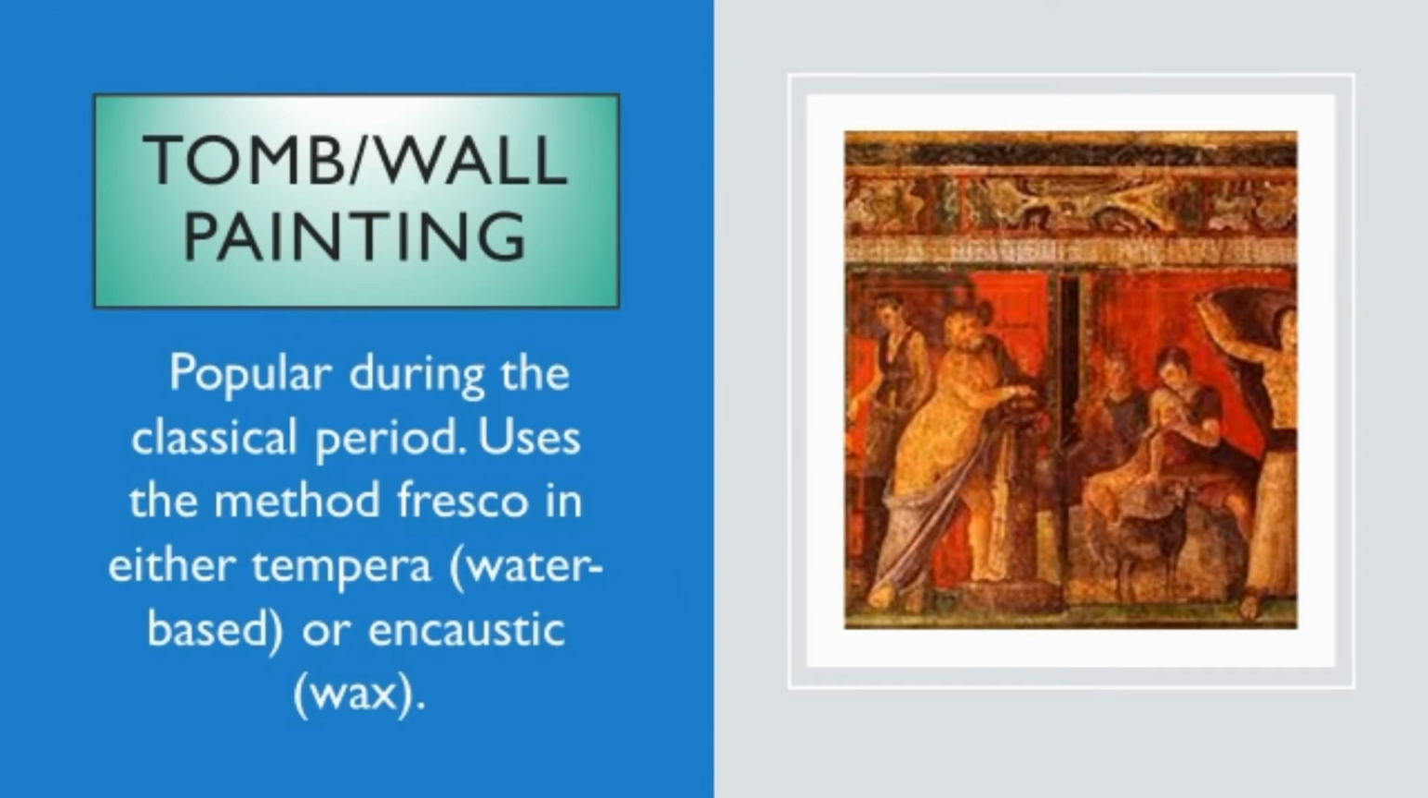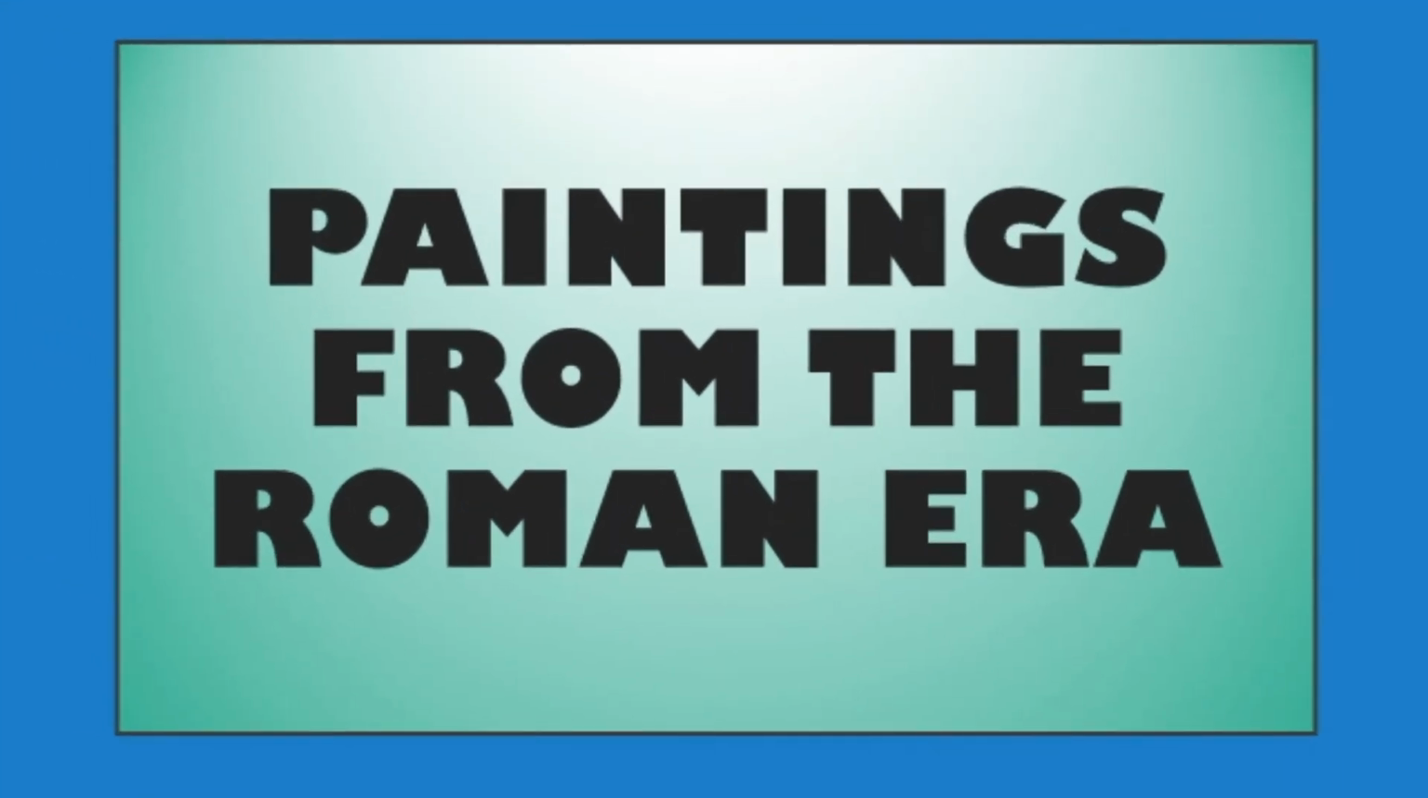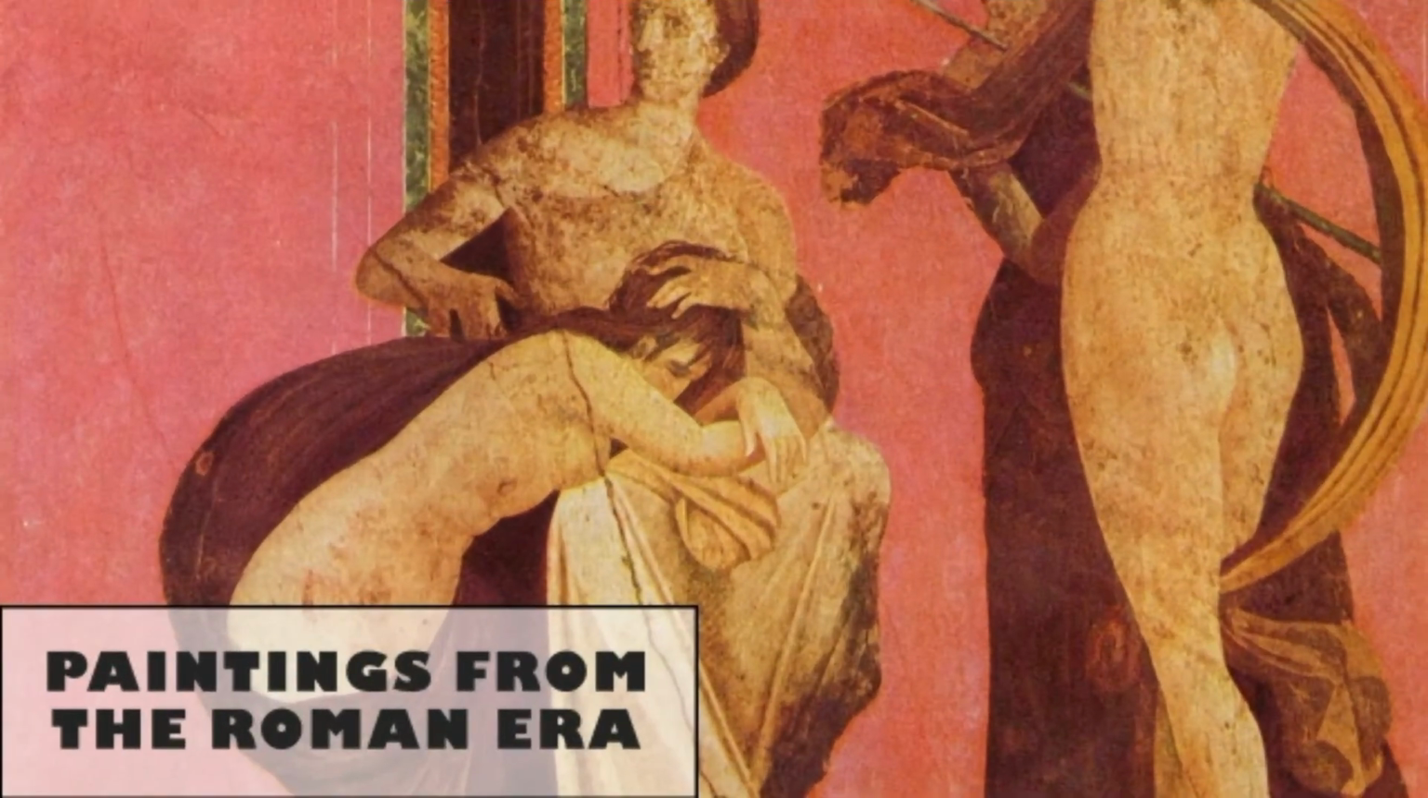Tomb or wall painting, popular during the classical period, uses the method fresco in either tempera or encaustic. Painting from the Roman era. Most were copied or imitated from Hellenic Greek paintings.